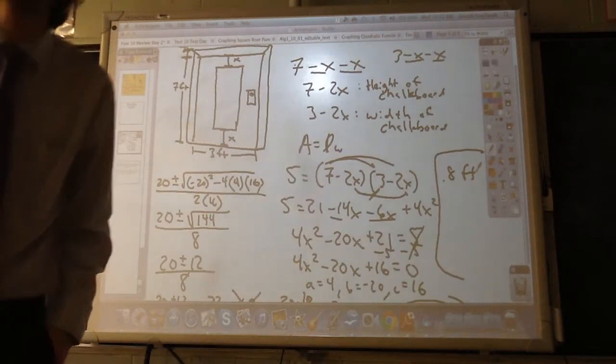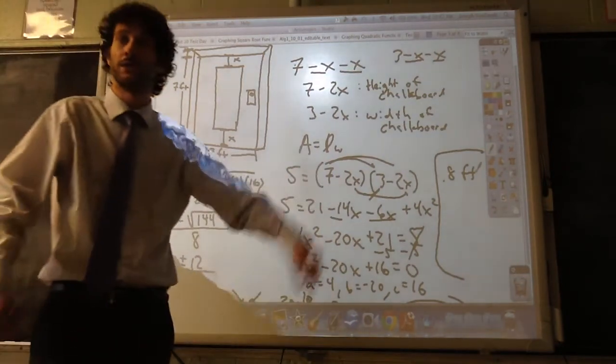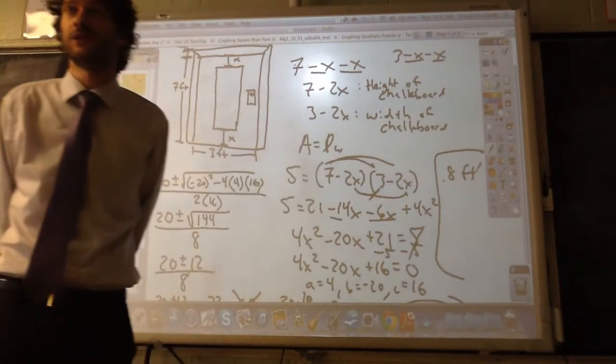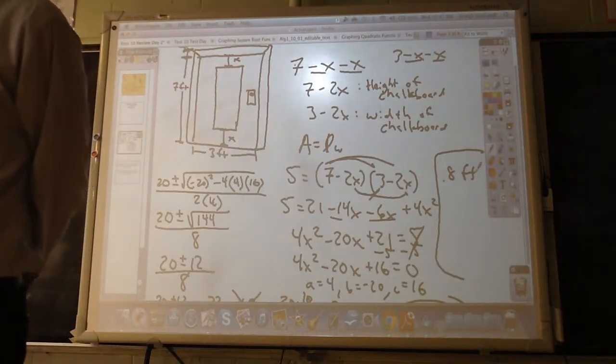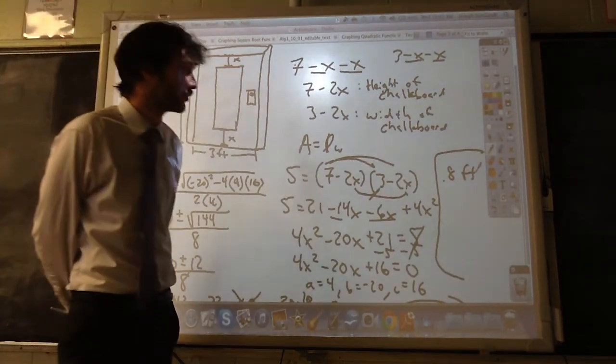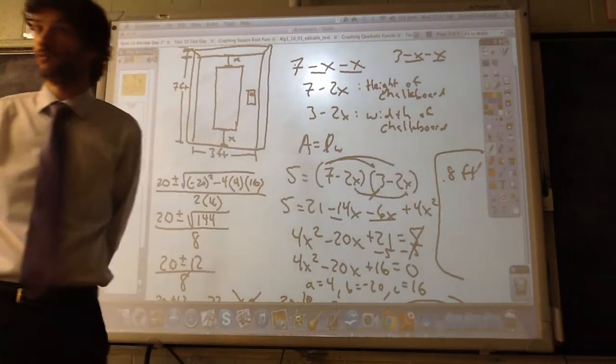So how did I convert 1 foot into 12 inches? What did I do to the 1 to get the 12? Multiply by 12. So if I want to convert 0.8 feet into inches, you multiply by 12.